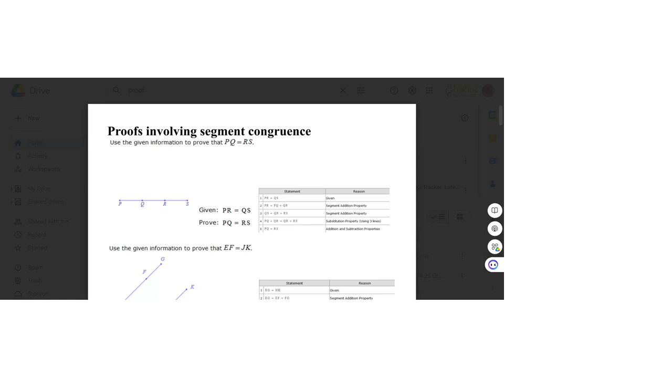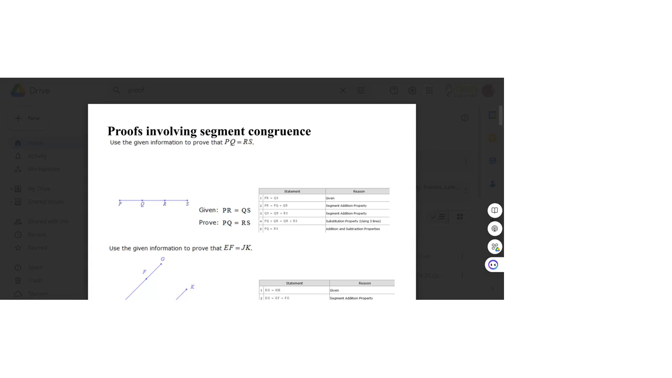And then PR equals PQ plus QR, the sum of its parts, segment addition. Sum of its parts equals the whole. Next, QS equals QR plus RS. Sum of its parts equals the whole thing. Step 4: PQ plus QR equals QR plus RS. Here, they use the lines from step 3 above to substitute, just like we did in that first example.